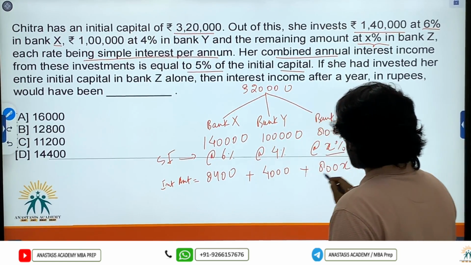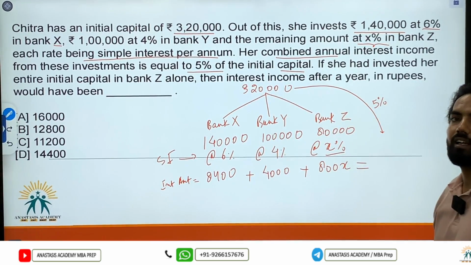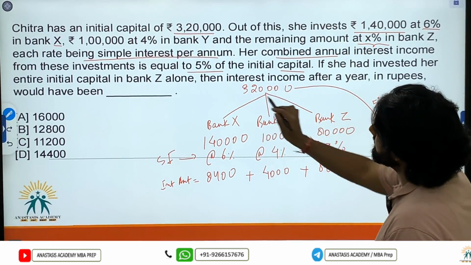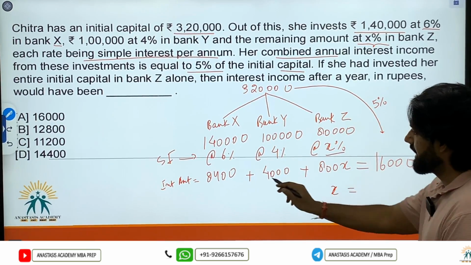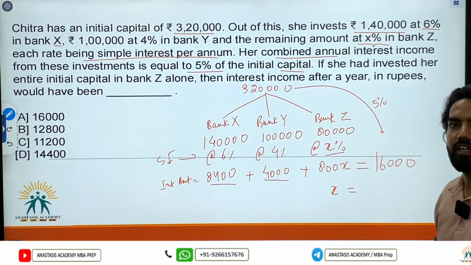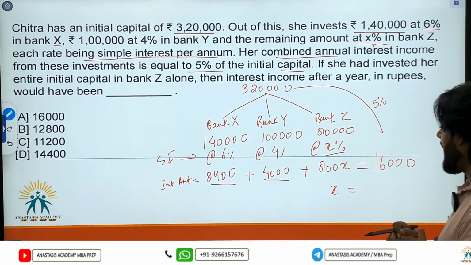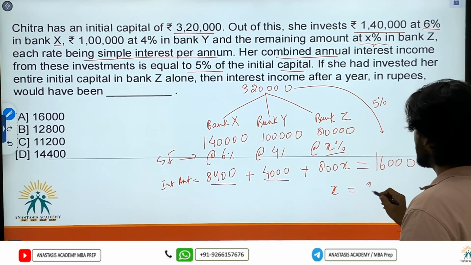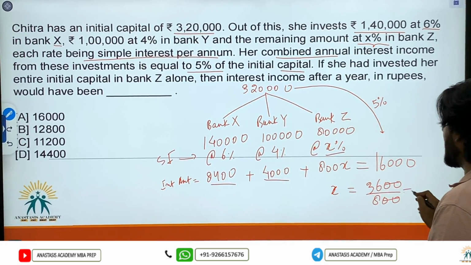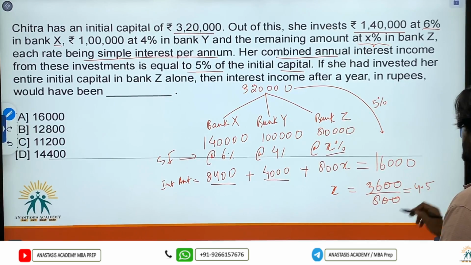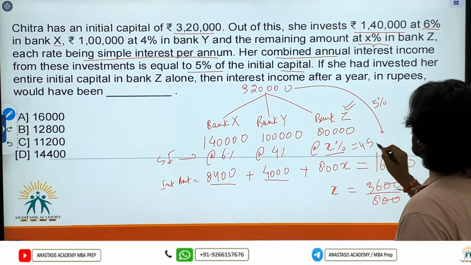And the sum of these interests is given as 5% of this initial capital. 5% of this amount would be, 10% is 32,000, 5% would be 16,000, right? So I can find the value of x. 8,400 plus 4,000 is 12,400. If I subtract 12,400 from 16,000, I get how much? 3,600, right? And divided by 800, I get the value of x as 4.5. So the interest rate charged in this bank is 4.5%, right?